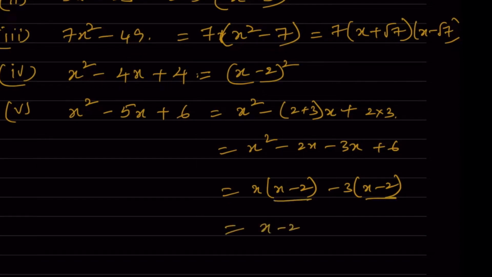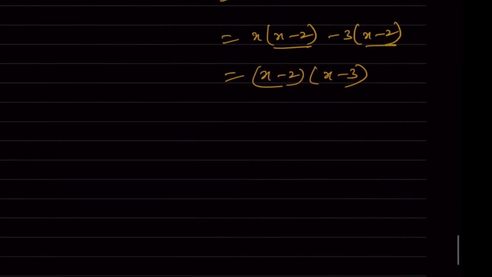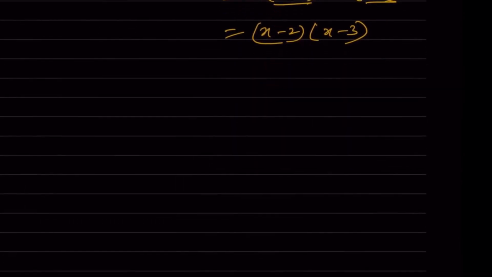X minus 2, if I take out common, you get inside x minus 3. So therefore this is the answer. The previous example which I have shown, I showed it as x square plus 5x plus 6. Here you are getting it in this way. Now, from this you have learnt 4 methods. Now you are having one more. This is called the factored form.